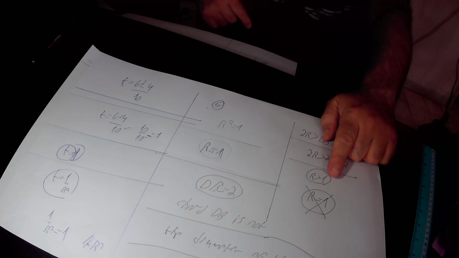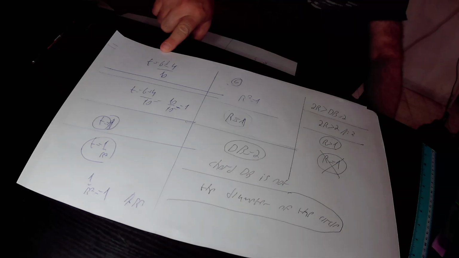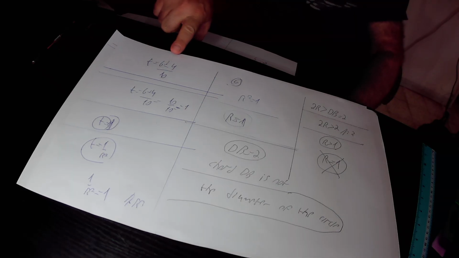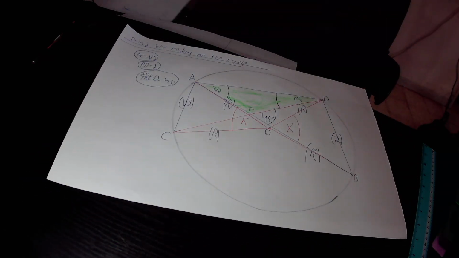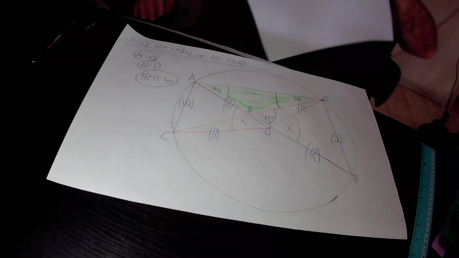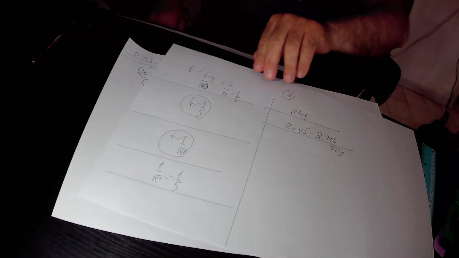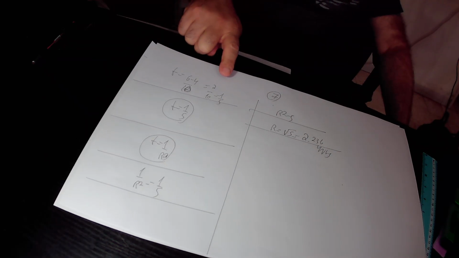So we cancel this solution, and we take into account only the second solution for t. The second solution for t is that t equals 6 minus 4 over 10. 6 minus 4 is 2, and 2 over 10 is 1/5.